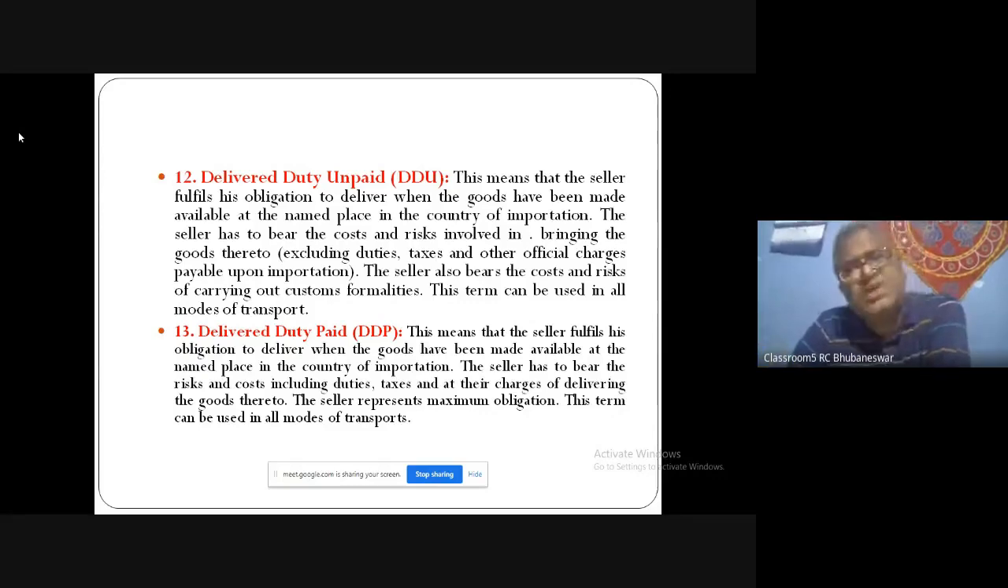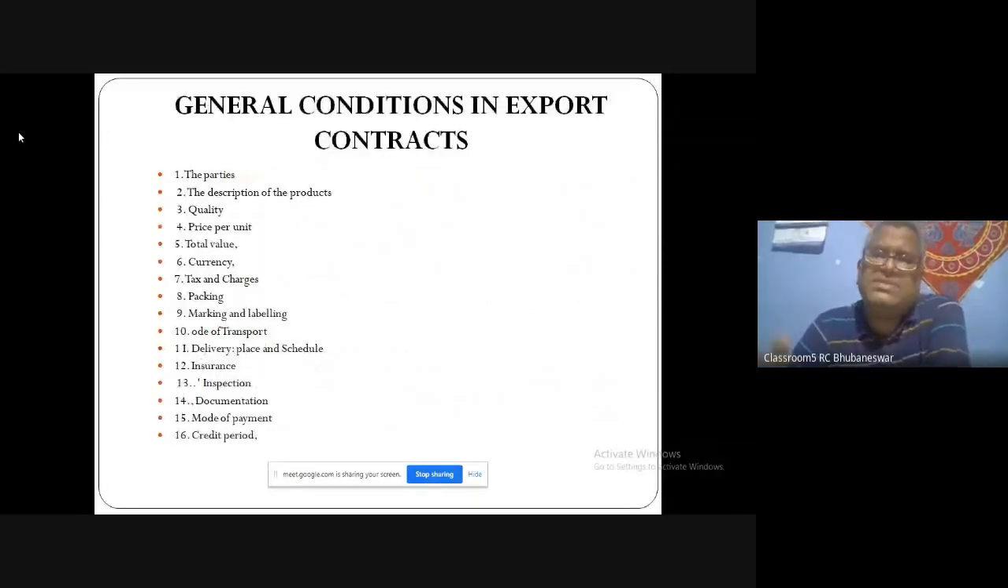One student asked me, sir, are these two terms similar? Yes, the two terms are similar, but there are some differences. But my dear students, above all, there are some general conditions of export contracts. We are not yet discussing the exporting procedure. We are discussing general conditions. What are the general conditions at the time of export contracts?